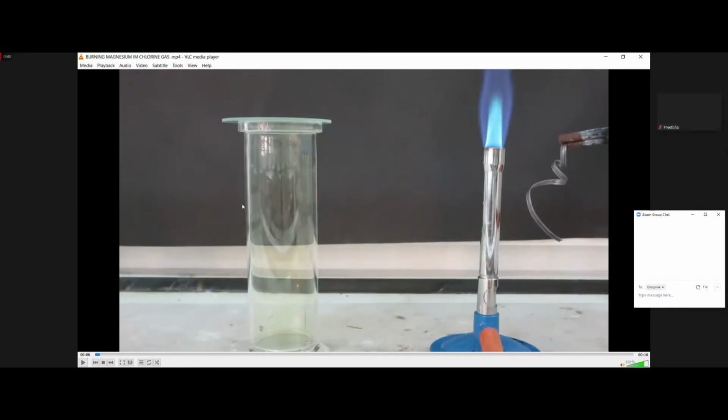Okay, ready? But again, metal with chlorine gas. It can be sodium, it can be magnesium. In SPM, they can ask that. They mention burning metals in chlorine. Okay, chlorine is a gas. You can see here it's slightly greenish yellow. Okay, let's observe. Ready?